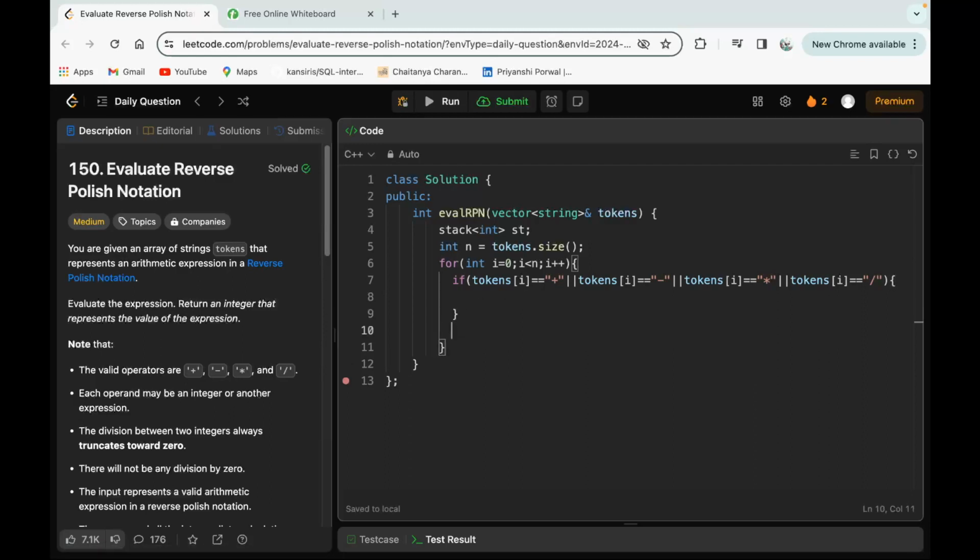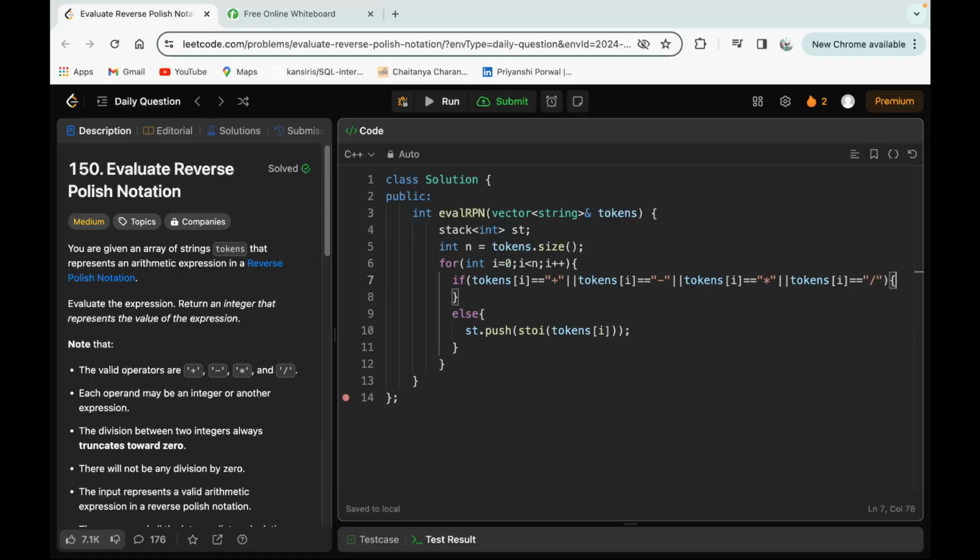But before that, let me quickly write the condition for if it is going to be a number. So I'll say st.push. I know if it is a number, I have to simply put it inside the stack. So I'll say st.push, and first I have to convert it into an integer because tokens of i is a string, right? So we'll use this stoi function and we'll convert it into a number or an integer. Okay, so we can simply say tokens of i here. So all right, number is handled, operator is handled.